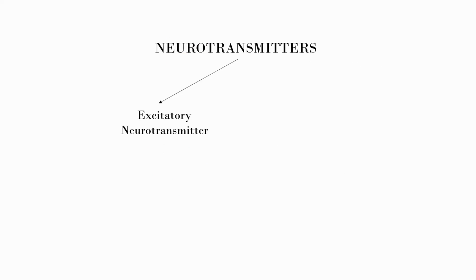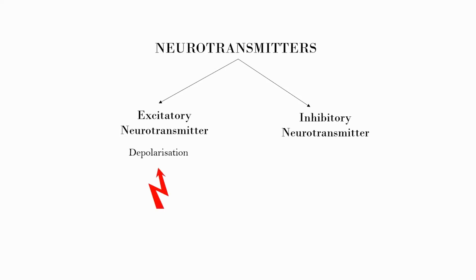Now let's understand what these neurotransmitters are. There are two types of neurotransmitters, excitatory neurotransmitter and inhibitory neurotransmitter. The job of excitatory neurotransmitter is to get the neurons excited and firing. When it arrives at the end of a neuron, it causes depolarization that generates an electrical signal in the form of action potential, which signals the next neuron that it's time to get moving. Glutamate and acetylcholine are examples of excitatory neurotransmitters.